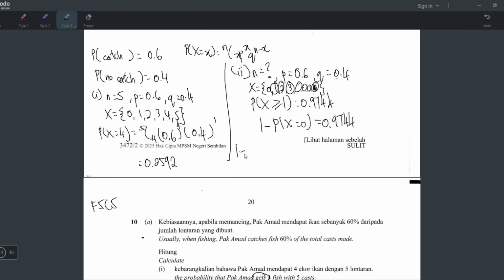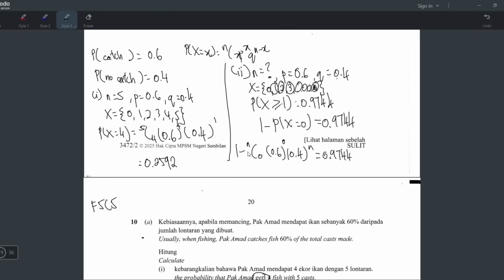So 1 minus Px equals 0, we use the probability formula lah. NC0. So what's the N? N memang tak tahu, memang nak cari. And then P power X will be 0.6, this one 0.4. Okay, the power here will be the same with the number down here, 0. And then the power here will be atas tolak atas, N minus 0 is N, equals to 0.9744. Okay, even though we don't know N, walaupun kita tak tahu N, tapi we still can find the N.